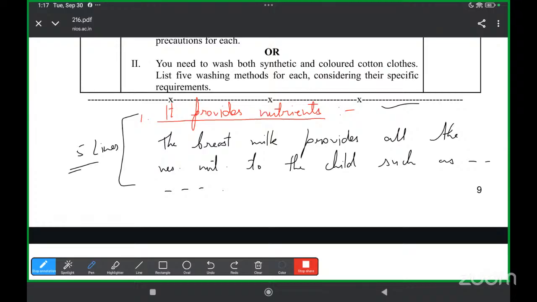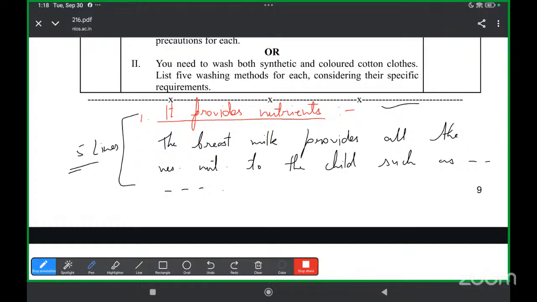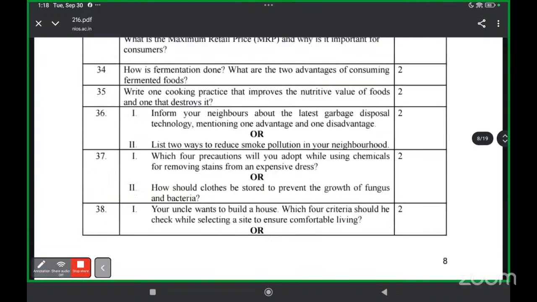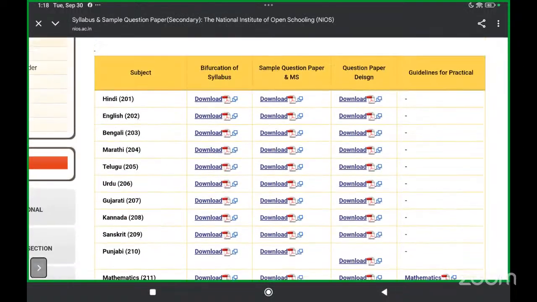Okay, long questions. Ma'am, what chapters are going to be there in the first quarterly paper? Okay, I'll just discuss it with you and let you know.